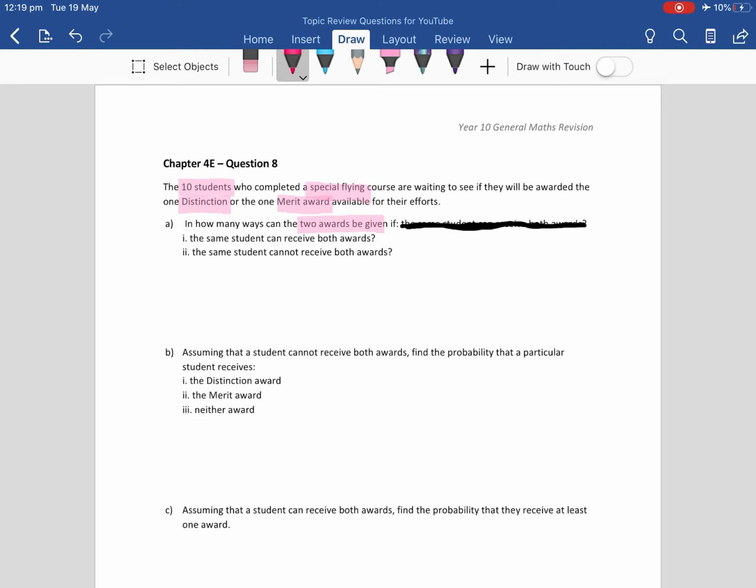Okay, so 2 awards are given. What I'm going to do here is make a table. So the first award can either be a distinction or a merit award. Okay, and then a second award's given. And again, the options are you could get a distinction or a merit award. Okay, now draw up your table.